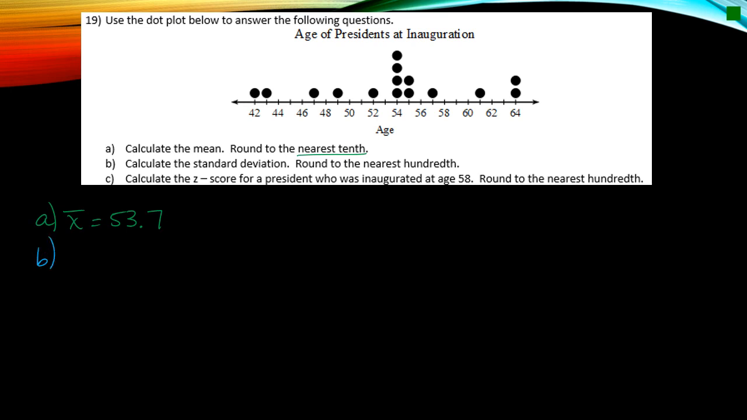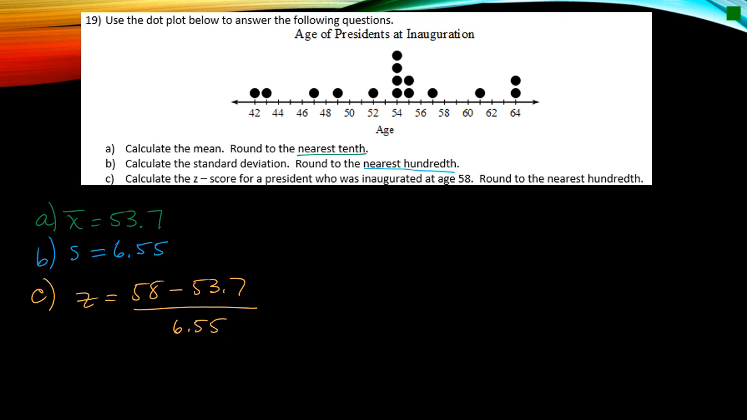Part B asks us to do standard deviation and round it to the nearest hundredth, which is 2 decimal places. And off of my calculator, which I already did to find the mean, the standard deviation that they give you is 6.55. So 2 decimal places there. And then part C asks us to calculate the z-score for a president who was inaugurated at age 58. So the value is 58. The average is 53.7 and the standard deviation is 6.55.